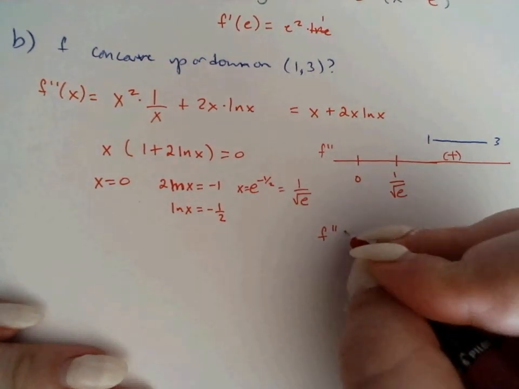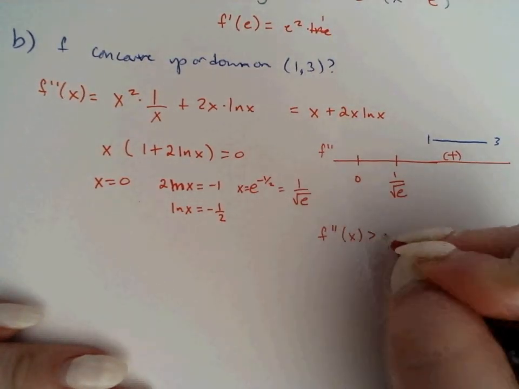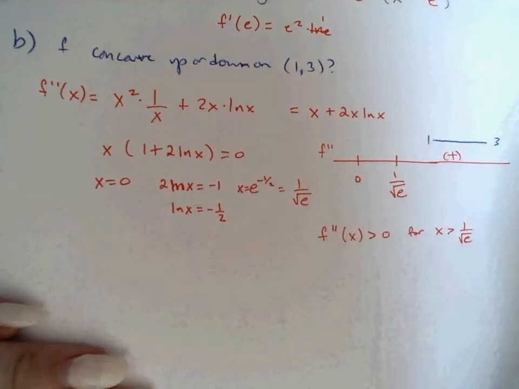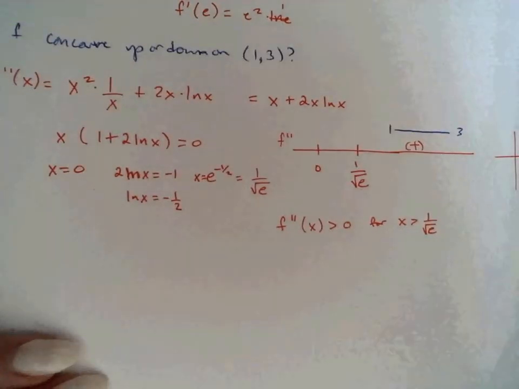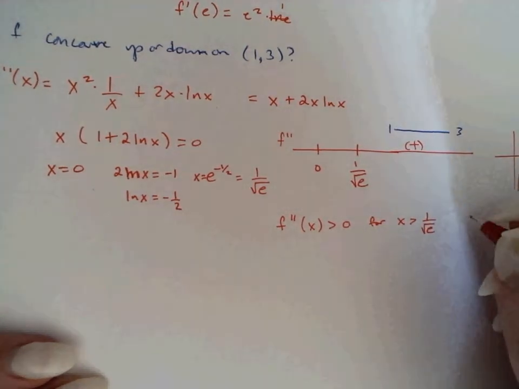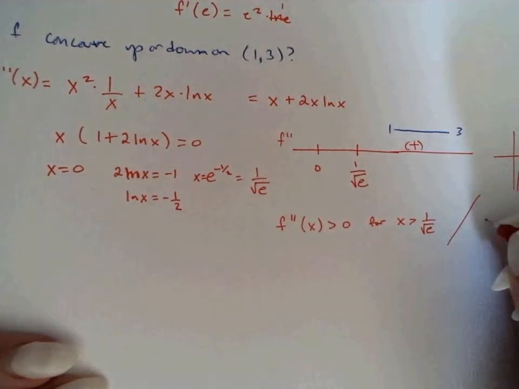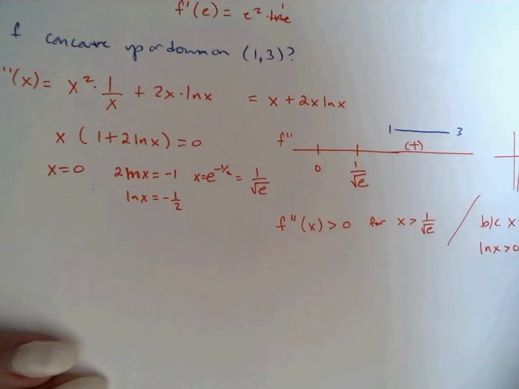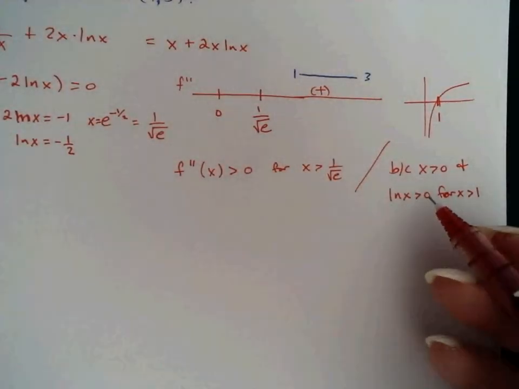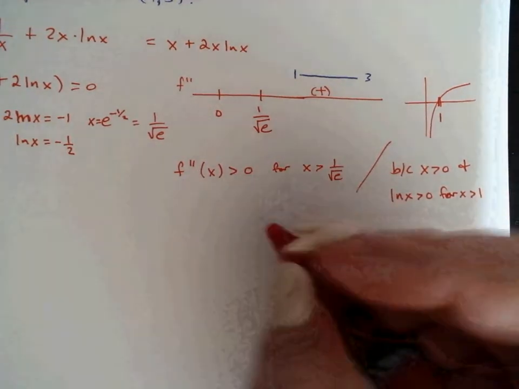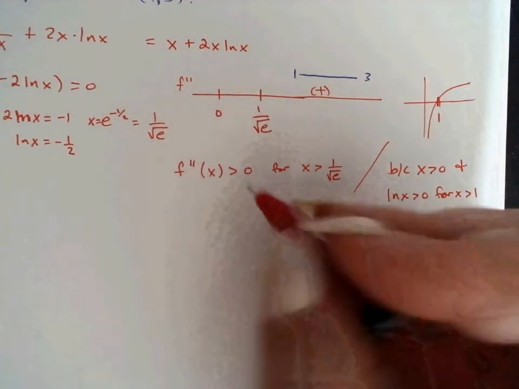f double prime is greater than 0 for x greater than 1 over the square root of e, although you could have just said from 1 to 3 if you explained, you could have just said because x is greater than 0 and natural log of x is greater than 0 for x greater than 1. So if you just said that, I think that could be an equivalent or an acceptable justification.